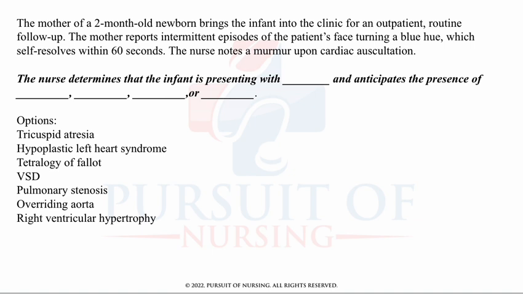A drag and drop, physiological integrity. The mother of a 2-month-old newborn brings the infant into the clinic for an outpatient routine follow-up. The mother reports intermittent episodes of the patient's face turning a blue hue, which then self-resolves and goes away in under a minute. The nurse notes a murmur upon cardiac auscultation. So just seeing that small bit of medical record, you determine that the patient is presenting with what, and based on that diagnosis, what do you anticipate?